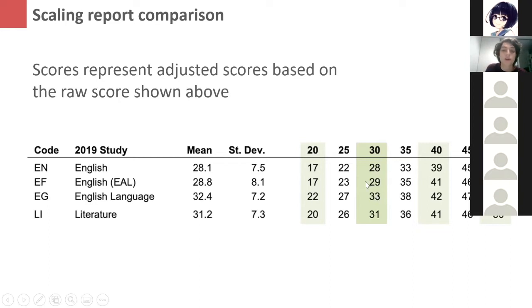So the first 2, English and EAL, scale down if you get a 30, whereas in English Language, it scales up. If you get a 30, you will end up with a 33, which is a better score than any of the other Englishes, okay?